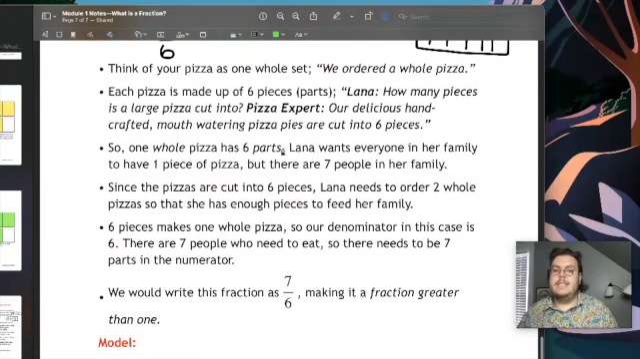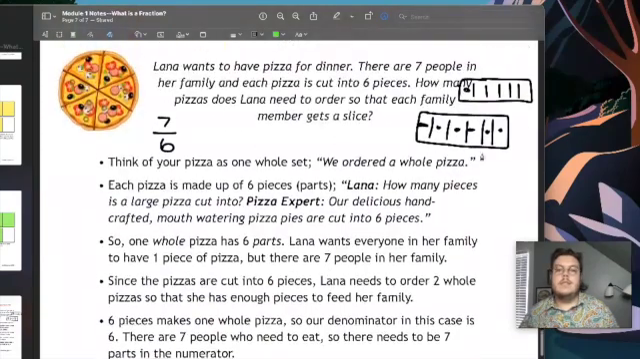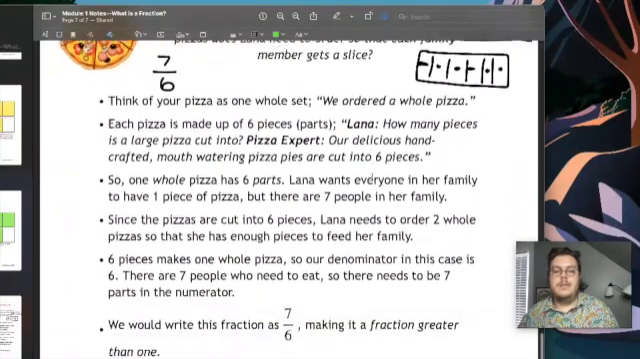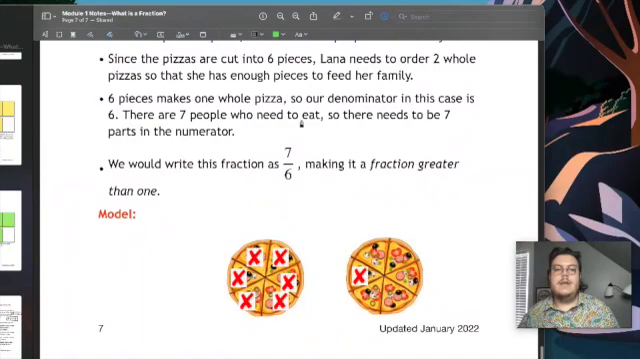So 1 whole pizza had 6 parts. Lana wants everyone in her family to have 1 piece of pizza, but there are 7 people in her family. Since the pizzas are cut into 6 pieces, how many pizzas did she need to order? Well, Lana needs to order 2 whole pizzas so that she has enough pieces to feed her family. 6 pieces make 1 whole pizza, so our denominator in this case was 6. There are 7 people who need to eat, so there needs to be 7 parts in the numerator. We would write this fraction as 7 over 6, or 7/6, making it a fraction greater than 1.